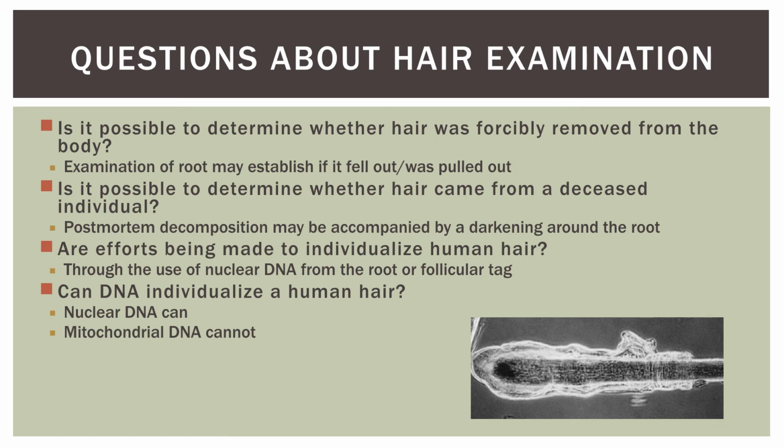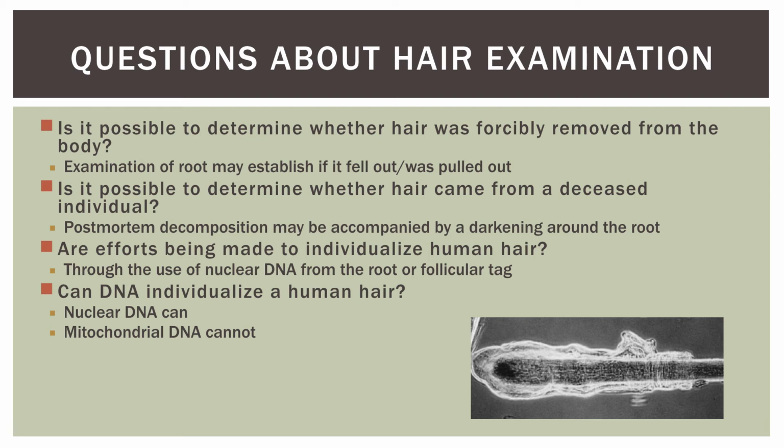Another question that is asked is, is it possible to determine whether the hair was forcibly removed from the body? Examination of the root may establish this, whether it fell out or was pulled out. If there's a follicular tag, it can indicate that it was pulled out. Naturally falling out tends to have a bulbous shaped root with no follicular tag, but no tag doesn't always mean that it fell out on its own. One aspect that they find plays a role is how quickly it was pulled out: the faster it was pulled out, the more likely it is to have a follicular tag on it.